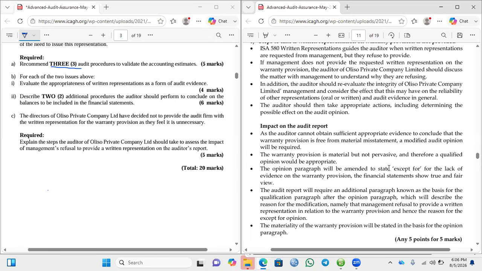And the last one says you can take appropriate actions, okay, by looking at the impact or the effect this will have on the audit opinion. And of course, you may have to issue a modified audit opinion since management refused, by putting in some of these statements that, except for the lack of evidence on the warranty, the financial statements and so on. So I think that is it about question 2.